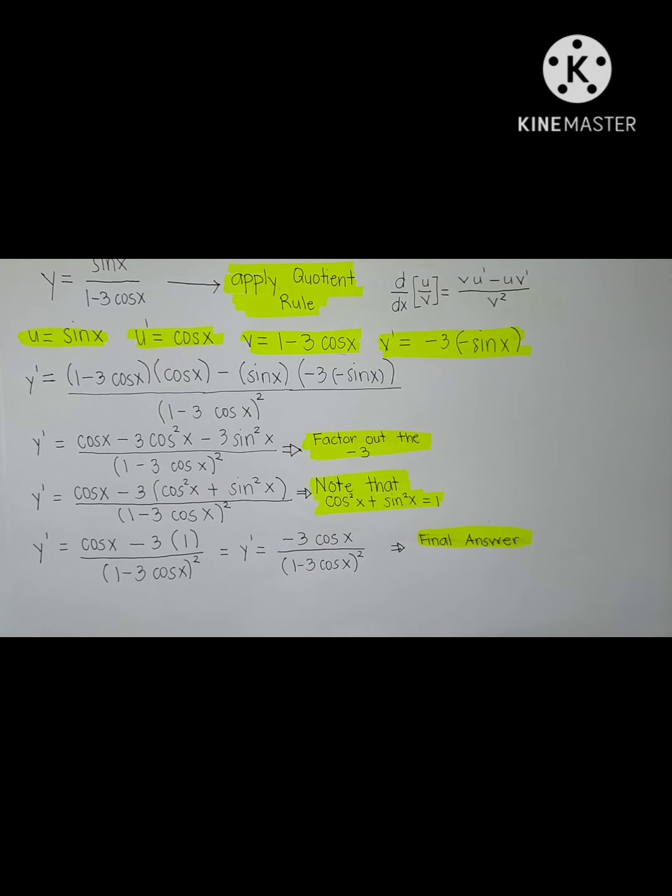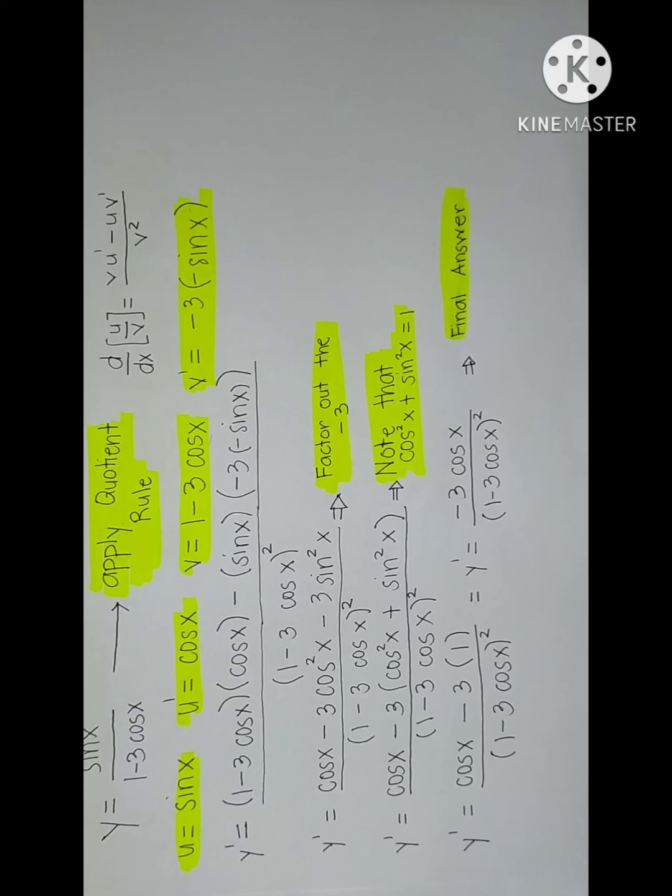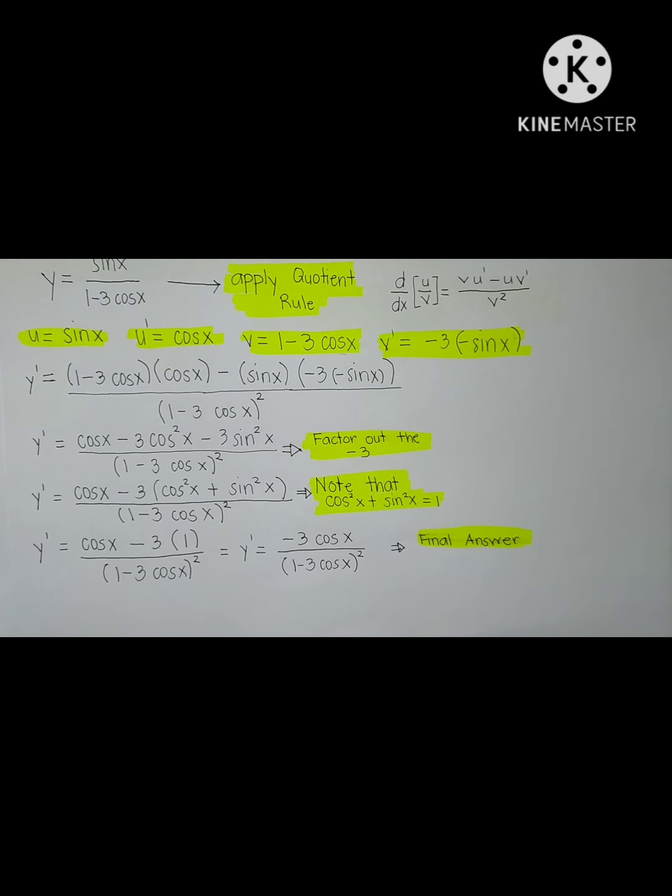It came from the trigonometric identity of cosine squared x plus sine squared x, and all over 1 minus 3 cosine x, the quantity squared. So the next thing is to multiply the negative 3 to 1, and it gives us a result of y prime is equal to negative 3 cosine x all over 1 minus 3 cosine x.